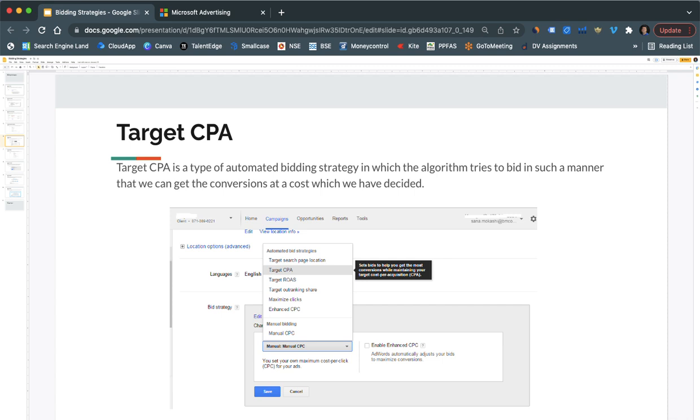Another bidding strategy which you will get to see in Microsoft Ads is Target CPA, which is cost per acquisition. This bidding strategy is really useful for all matured e-commerce companies which are generating a lot of sales, because this bidding strategy focuses on getting conversions at a reasonable cost. So this bidding strategy does two things. One is it will try to get as many conversions as possible, and at the same time, it will try to bring those conversions at a reasonable cost, which we define. So most of the businesses which are running for a pretty long time would like to set up a target CPA bidding on their campaigns.